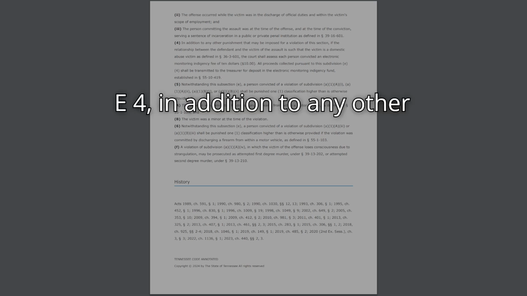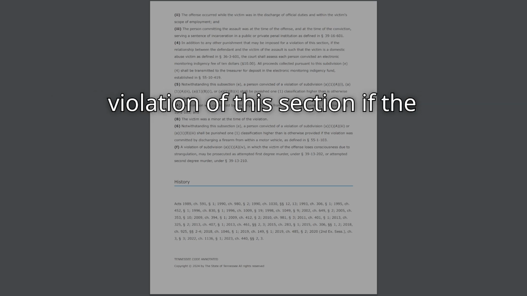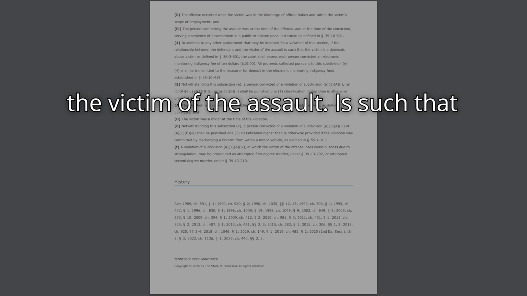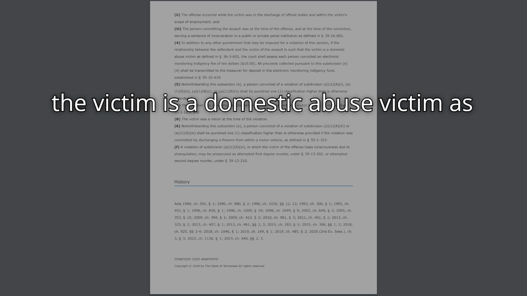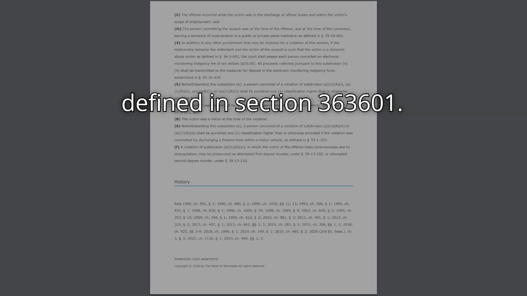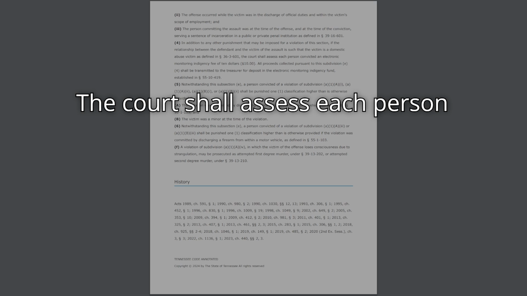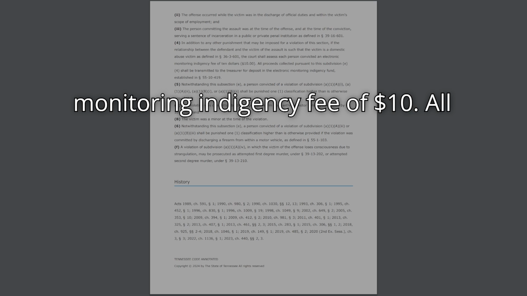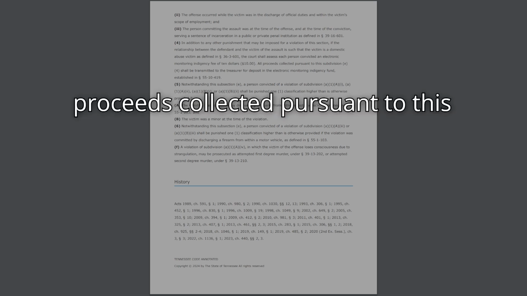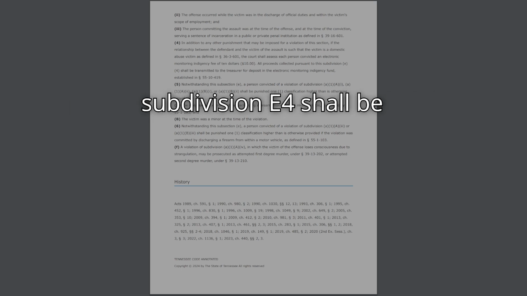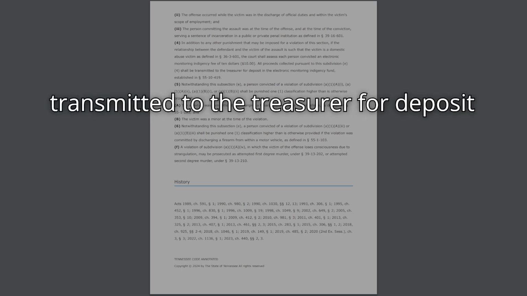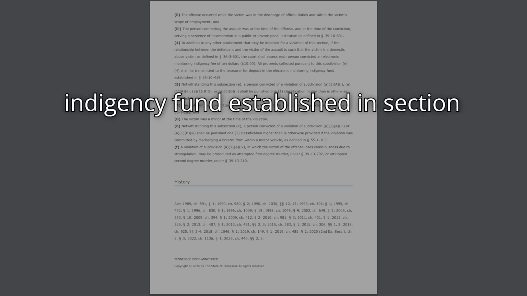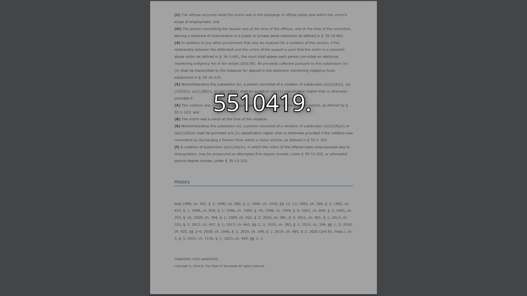E(4). In addition to any other punishment that may be imposed for a violation of this section, if the relationship between the defendant and the victim of the assault is such that the victim is a domestic abuse victim as defined in Section 36-3-601, the court shall assess each person convicted an electronic monitoring indigency fee of $10. All proceeds collected pursuant to this subdivision E(4) shall be transmitted to the treasurer for deposit in the electronic monitoring indigency fund established in Section 55-10-419.